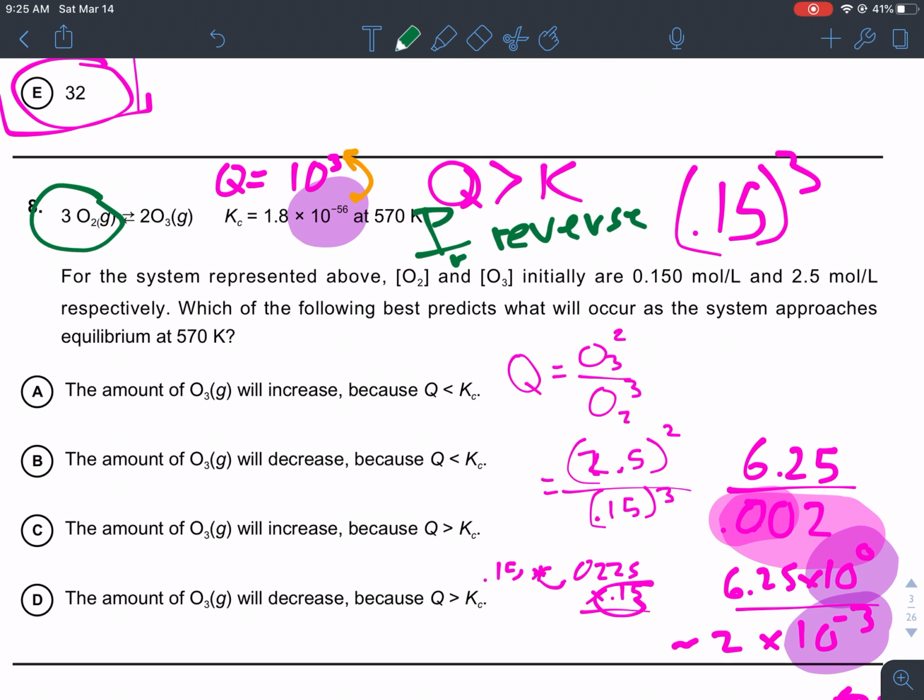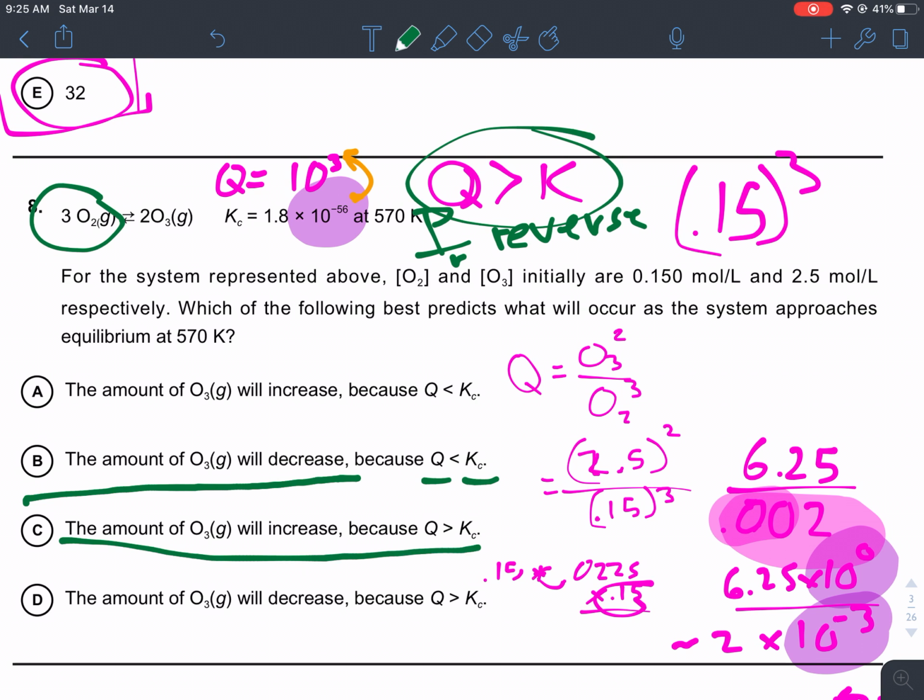Oh, that's true. On letter B, the amount of O2 will decrease, but is Q less than KC? No, Q is greater than KC. The amount of O3 will increase, but Q is greater than KC? Nope, that's not true. The answer is D. The amount of O3 will decrease because it's going to go reverse because Q is greater than KC. Check mark. There you go. The answer here is D.